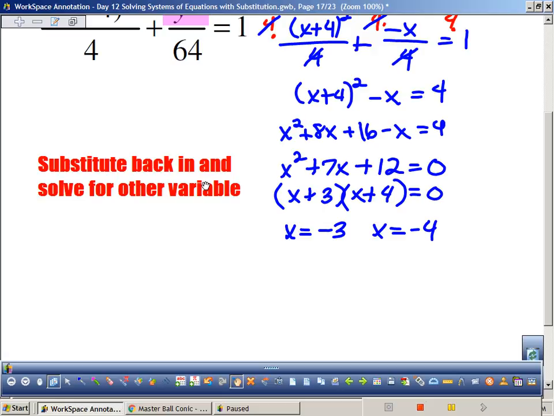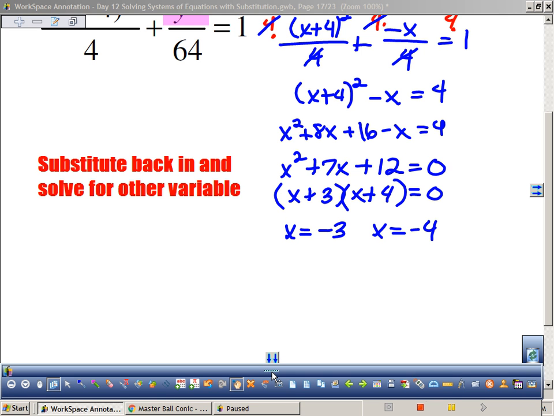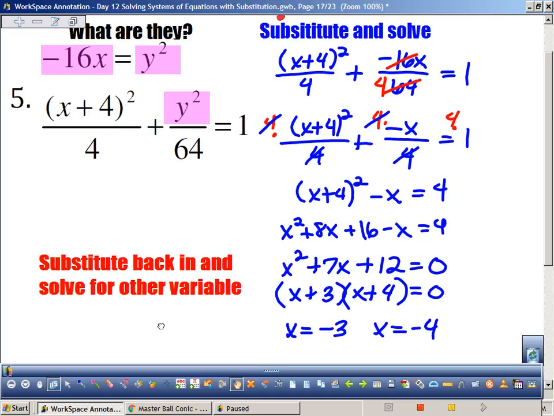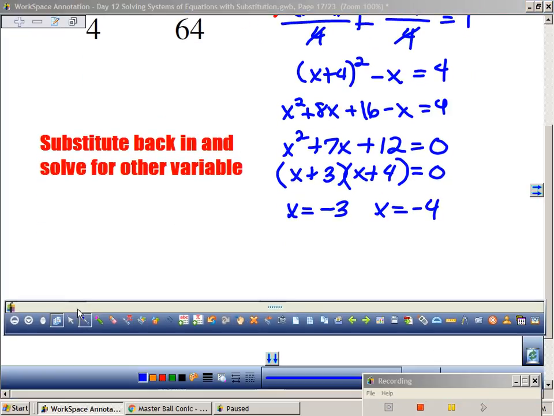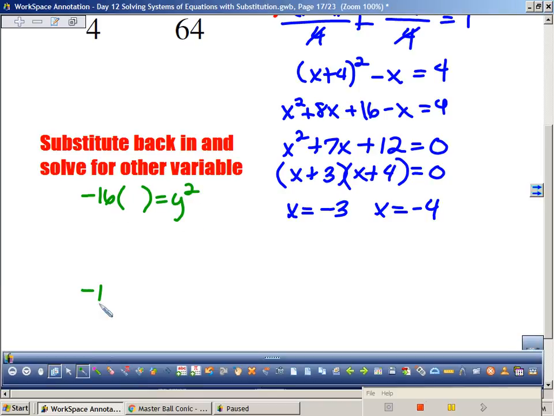Didn't I come up with 2 different x values? So when I plug in -4, I'm going to get +8 and -8. And when I plug in -3, I'm going to get √48 positive and √48 negative. So I'm just going to do that really quick. Which one of these would you use? The top one. -16x equals y squared. And -16x equals y squared.